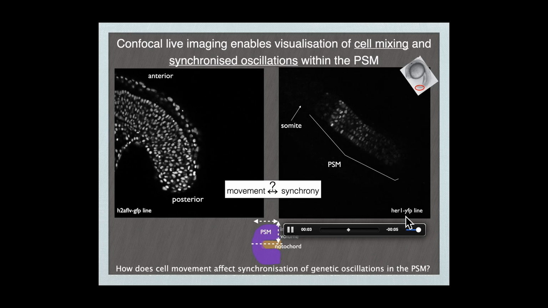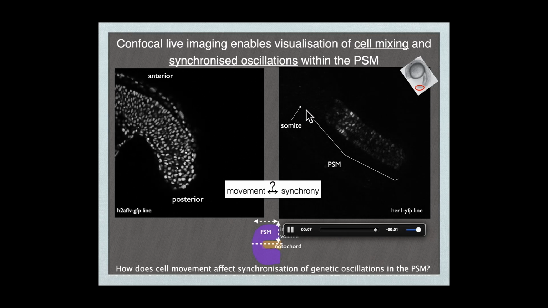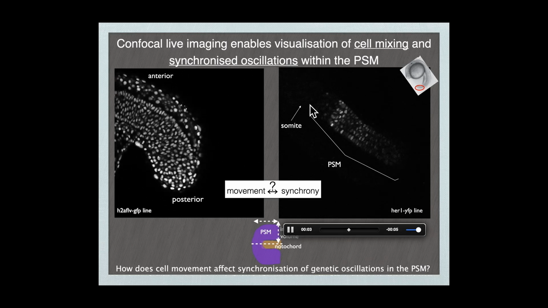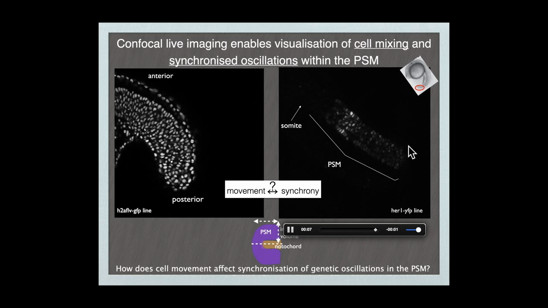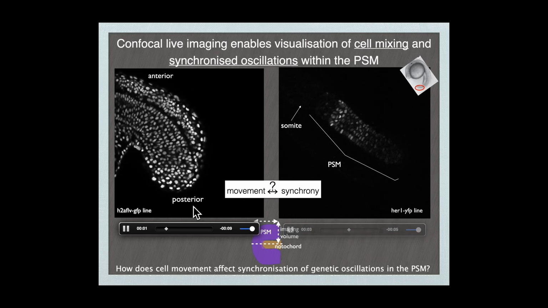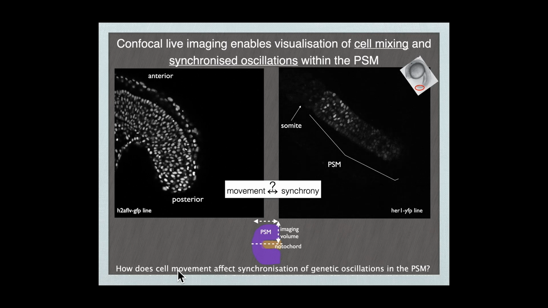Here the line HER1 only marks the presomitic mesoderm cells, hence the somite boundary cannot be seen. This is not expressed in the somites. The synchronization is, however, achieved via cell-to-cell coupling, whereas the cell movement is random. Hence, we ask how this movement affects the synchronization of these oscillations.